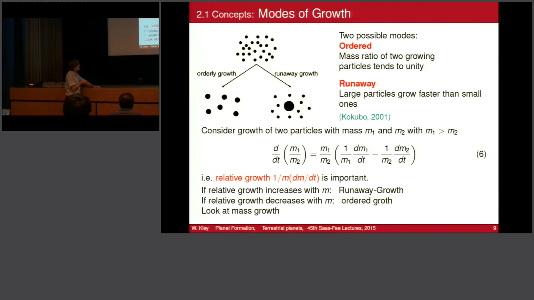We have runaway growth if this is larger than one, and if this is smaller than one, we have orderly growth, okay? They're given by the relative growth rates of the masses. This quantity, 1 over m, dm over dt, is the important quantity that measures the type of growth we are in. As I said, if relative growth increases with m, runaway; decreases with m, orderly growth. Now we will see in the simulations what type of growth phases we have.